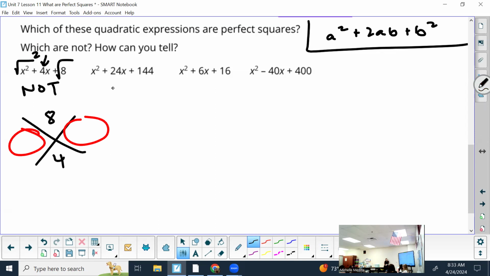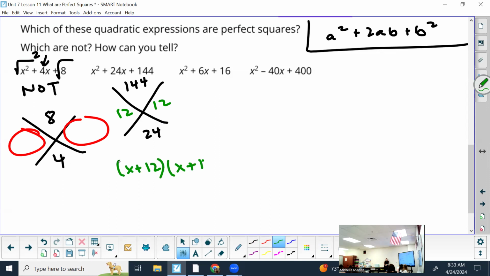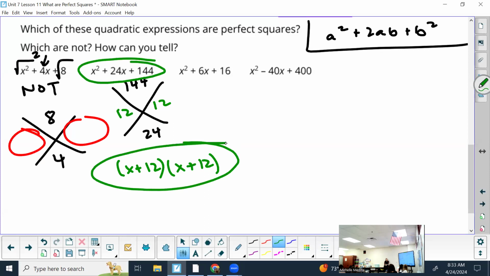See the next one. Try factoring it, is what I think is the easiest way. What are 2 numbers that multiply to 144 but add to 24? 12 and 12. Because this is the same exact number, same sign and everything, this is considered a perfect square, because it's the same thing times itself, right? I could even write it as x plus 12 in parentheses squared. To me, that's the easiest way to tell, something you should already know how to do. Or you could use this way if you want.